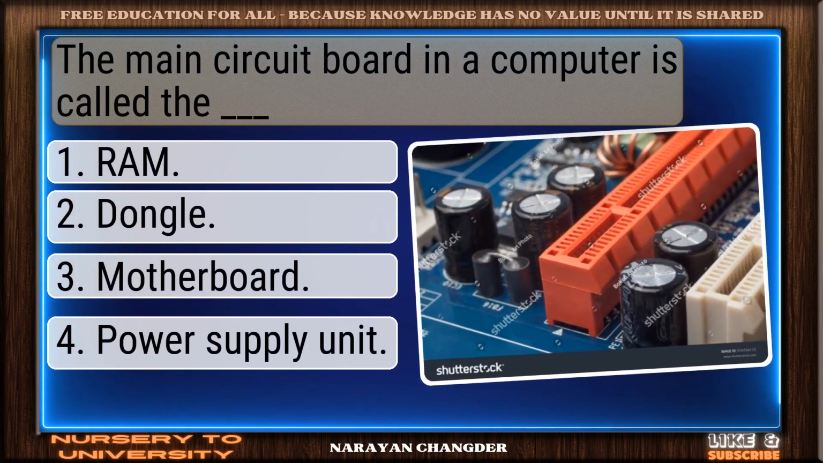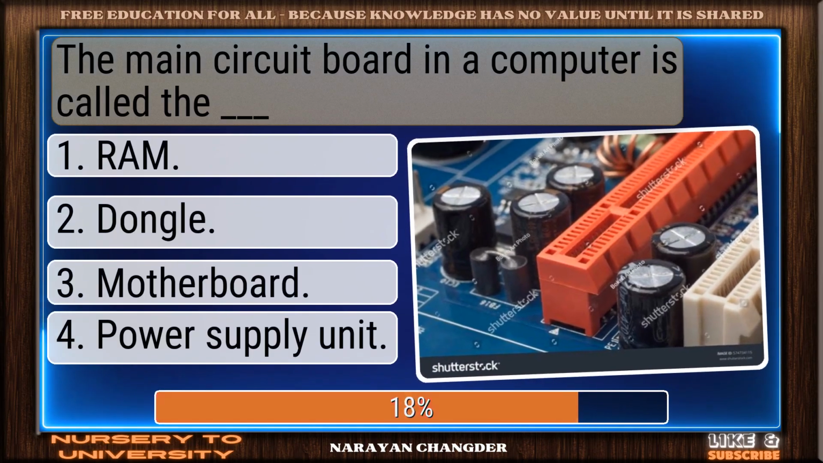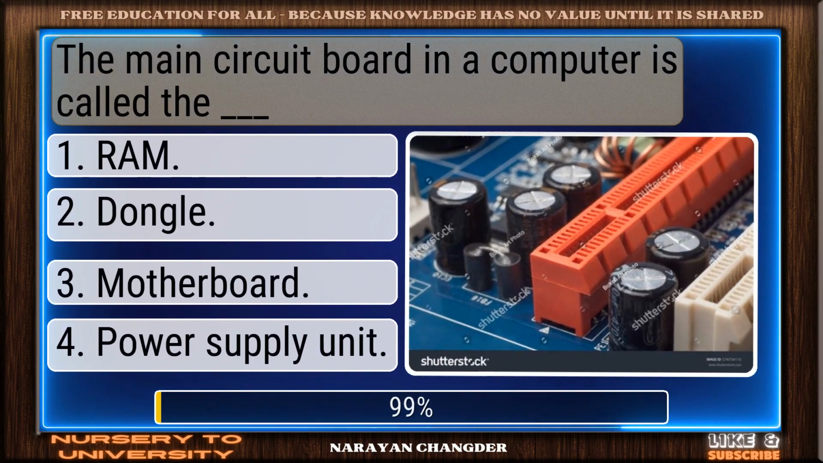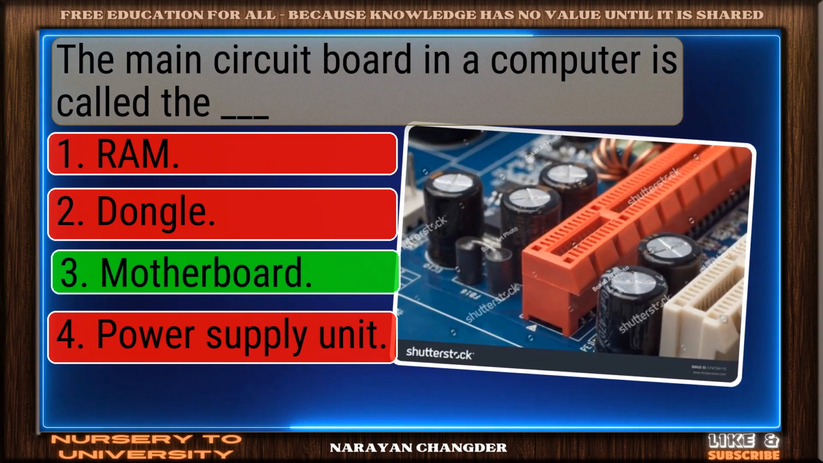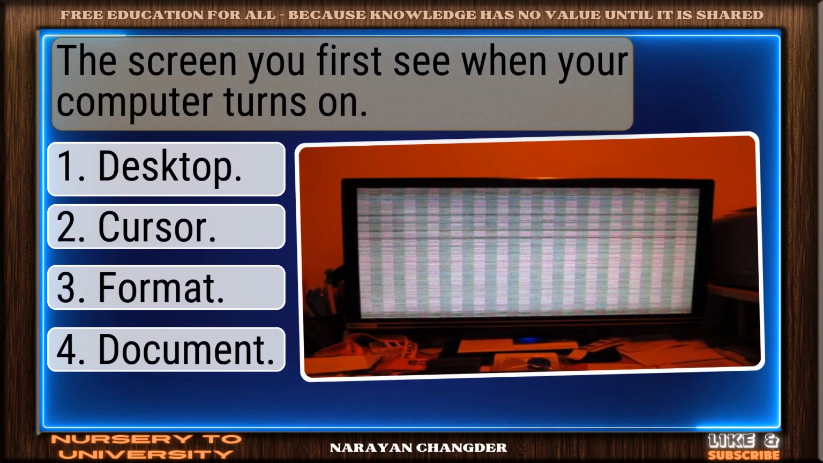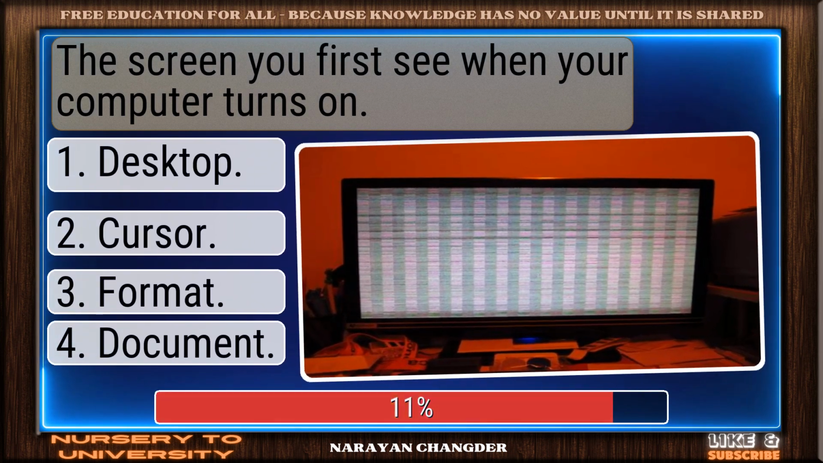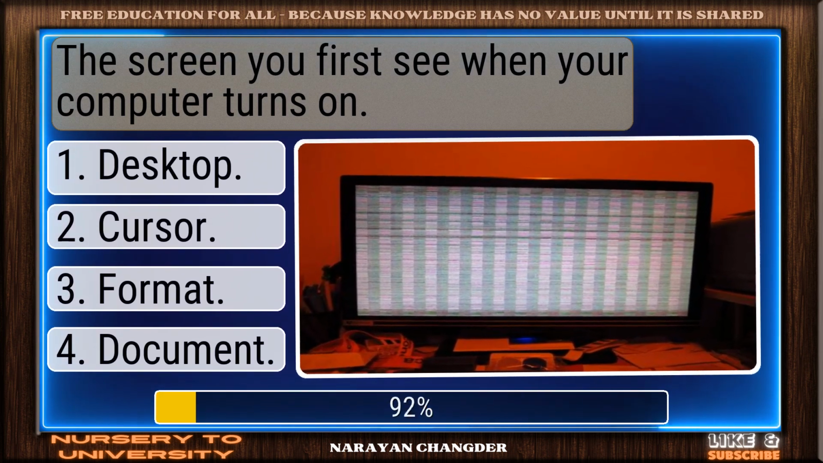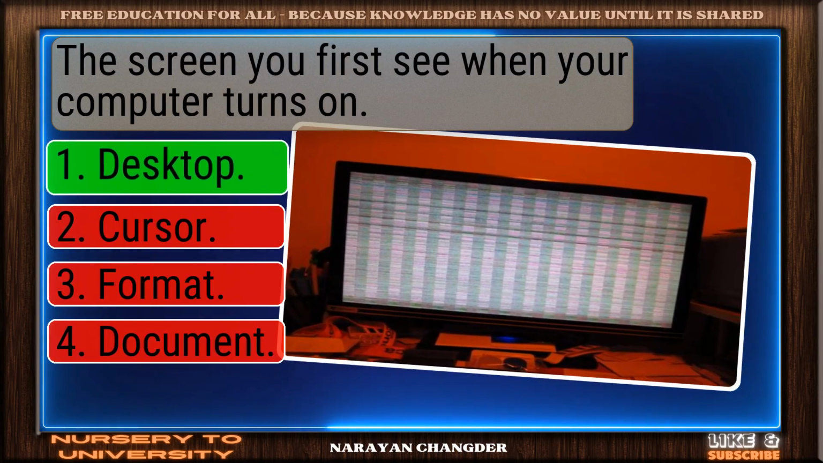Question number 42. The main circuit board in a computer is called the dash. Exactly. Motherboard makes sense, and it is the right choice. Question number 43. The screen you first see when your computer turns on. Excellent. Desktop is a brilliant choice.